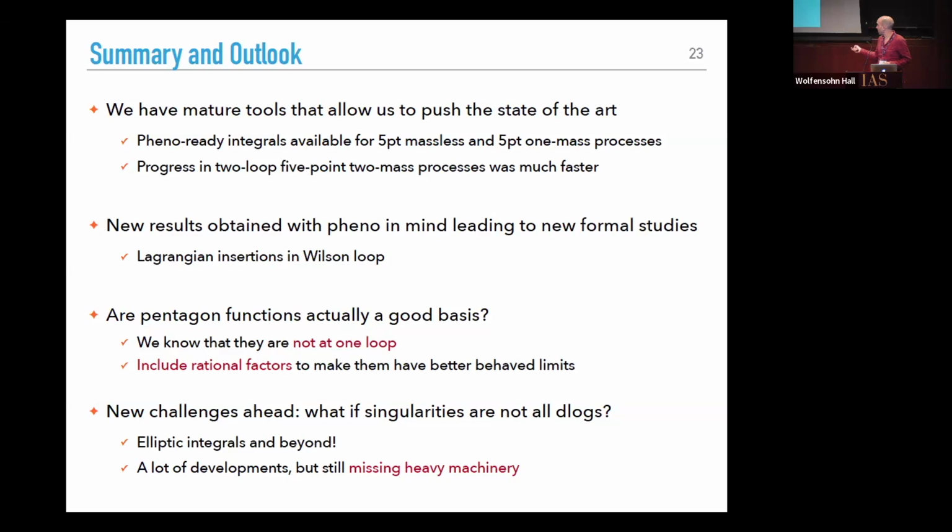And for the future, I think this is related to the discussion that we were having before. Are our pentagon functions actually a good basis? We know that they're not at one loop. Indeed, we should include some rational functions to have them behave better in some kinematic limits. But this is precisely the discussion we were having before.